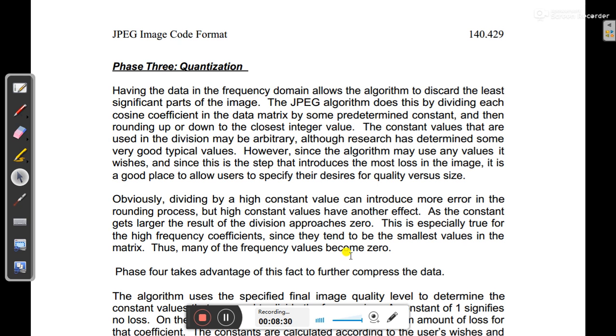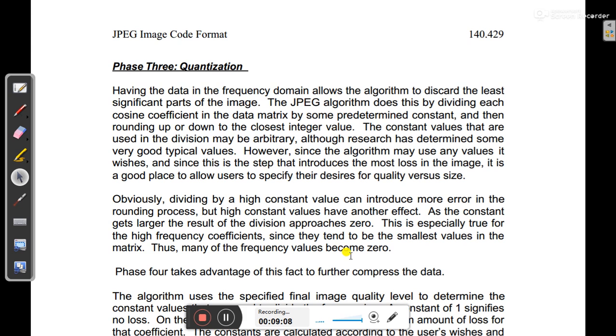Third phase is the quantization. So the first phase was the division, the second phase was the conversion, then the third phase is the quantization. In the quantization, having the data in frequency domain allows the algorithm to discard the least significant parts of the image. The JPEG algorithm does this by dividing each cosine coefficient in the data matrix by some predetermined constant and then rounding up or down to the closest integer value.